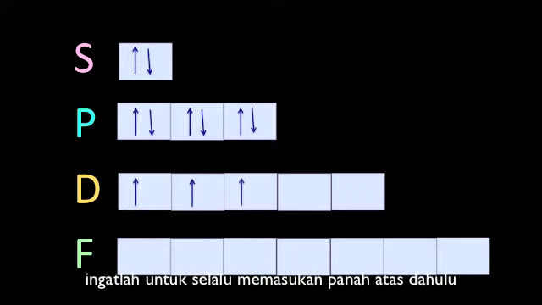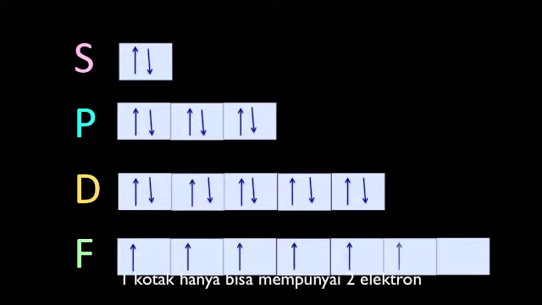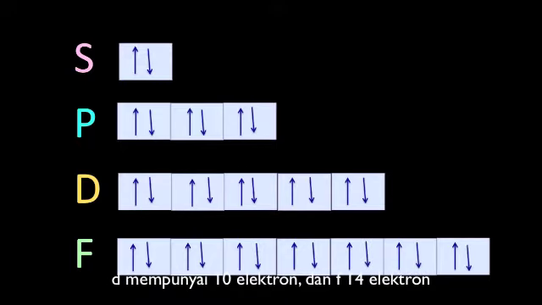So the arrow represents the electrons. Remember to put the upward electrons first, then the downward electrons second. One box can only contain 2 electrons. Therefore, s has 2 electrons, p has 6, d has 10, and f has 14 electrons.